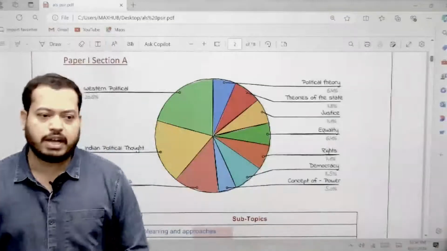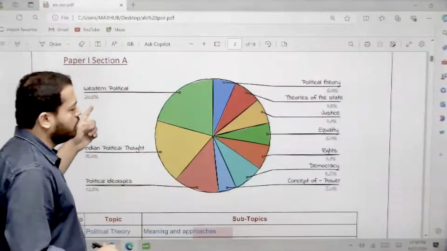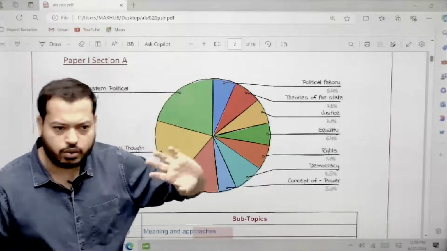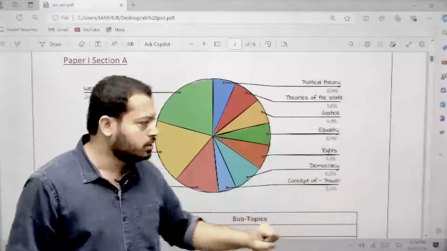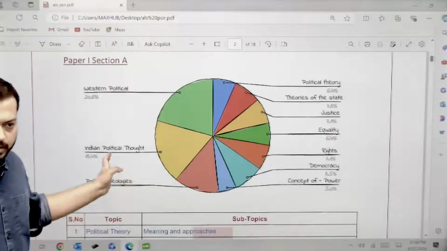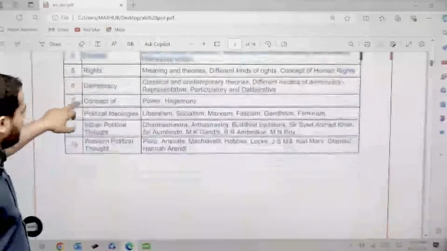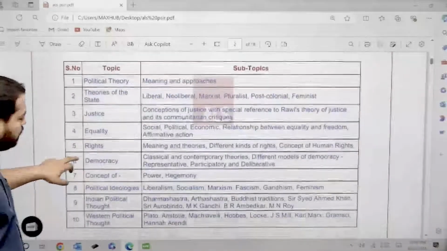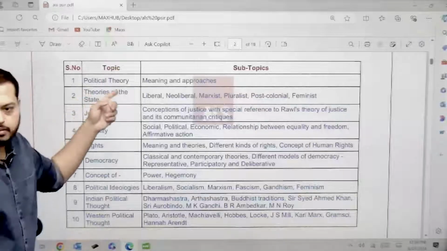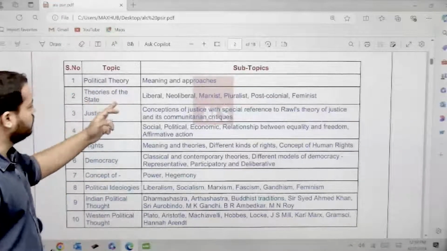So we will do it precisely. For example, we have analyzed the paper and we know that when it comes to Western political thought, 20% of the questions have come from that section. We'll accordingly allocate the number of hours. Similarly, Indian political thought has had 18% of the questions, so we'll put in hours on that accordingly. Then the syllabus is defined here, the standard way of defining it, as UPSC has on their website: political theory first, theory of state, those things.